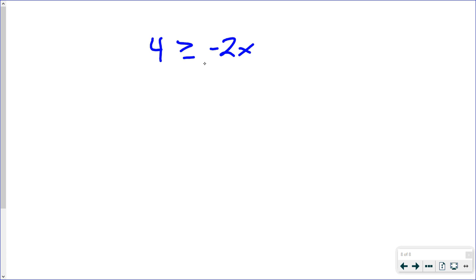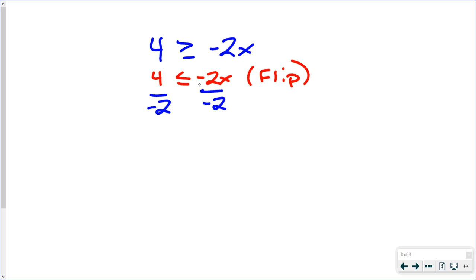Okay, so first of all, is the variable being multiplied or divided by a negative number? And the answer is yes, it's being multiplied by -2. So this is one that I need to flip. So I'm going to rewrite this as 4 is less than or equal to -2x. So I flip the inequality around. Now let's go ahead and solve this. So divide both sides by -2, just like you would solve an equation. 4 divided by -2 is -2.